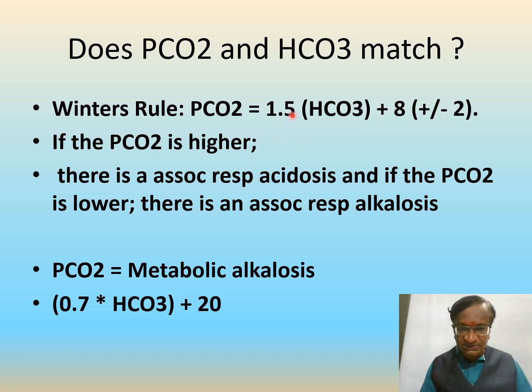For a metabolic acidosis, the compensation is Winter's rule: 1.5 into bicarb plus 8. Or the PCO2 in metabolic alkalosis, 0.7 into bicarb plus 20. This is for an acidosis, this is for an alkalosis. This is how much it should rise.